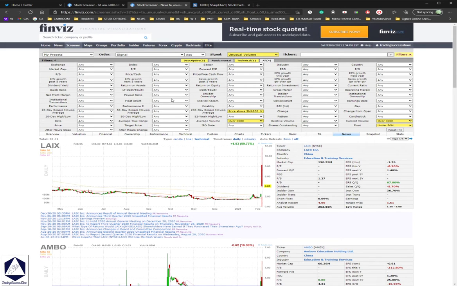I also like the short float to be higher, because there's a higher tendency that the stock is going to squeeze the shorts out. When I say short, I mean there are hedge funds or institutions betting for the stock to keep going down and down. So when the stock begins to gain momentum, guess what is going to happen? The hedge funds or institutions are going to try to cover their position. They're going to buy back the shares that they borrowed, and this will help push the stock higher and higher.